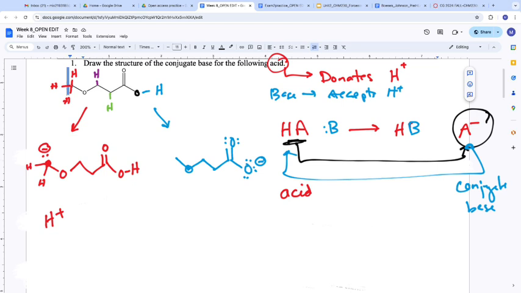Okay. And if we now look at those two structures, blue versus red, is one of them better than the other?